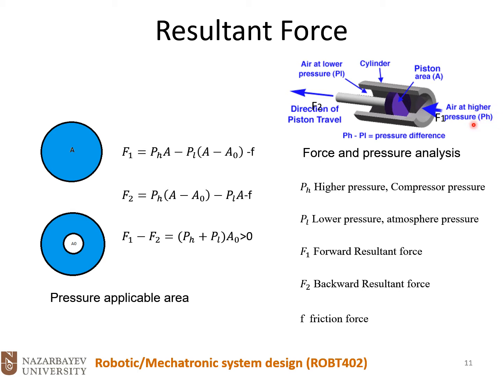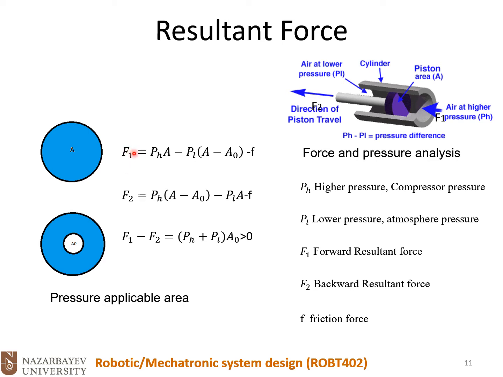So we have a high pressure on this side, so we have a PH, and we have a low pressure on this side, a PL, and that low pressure is equal to the pressure of the atmosphere, which is 1 bar or 100 kilopascal. Okay, so this is the cross-sectional area, or the effective or applicable area of the pressurized air on this chamber.